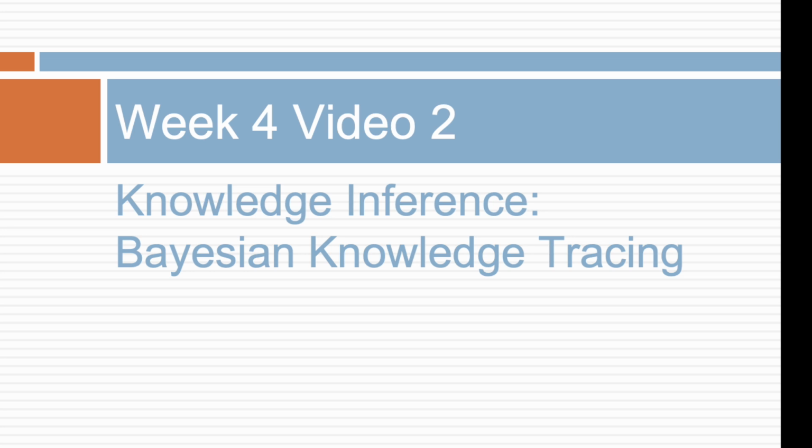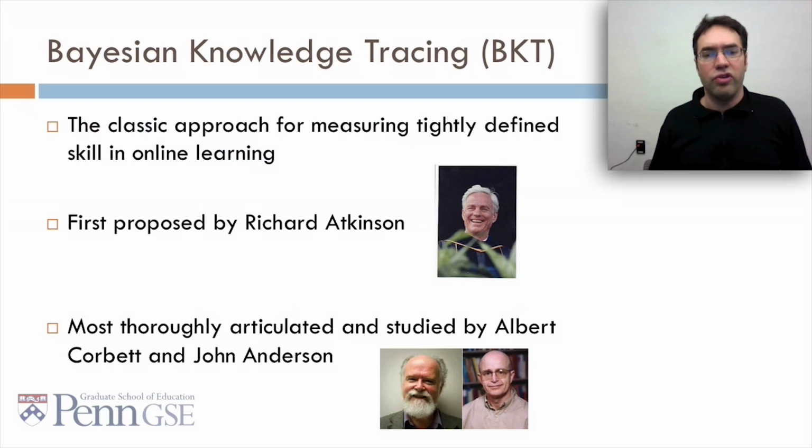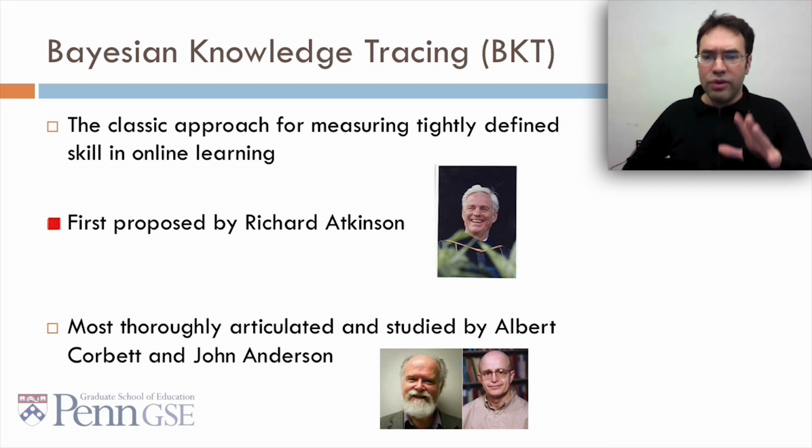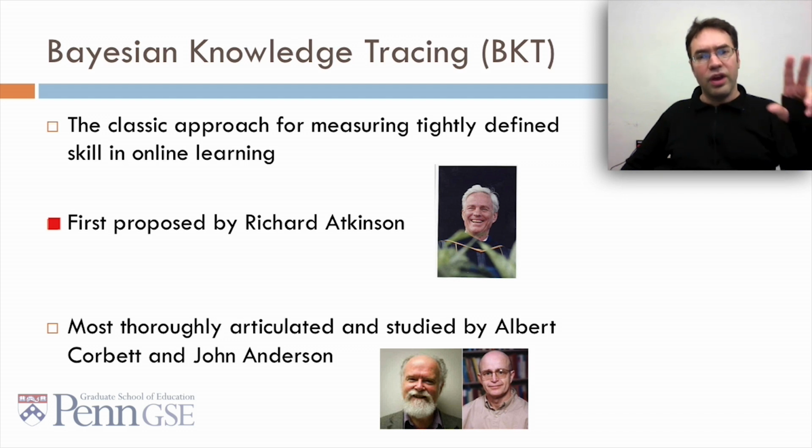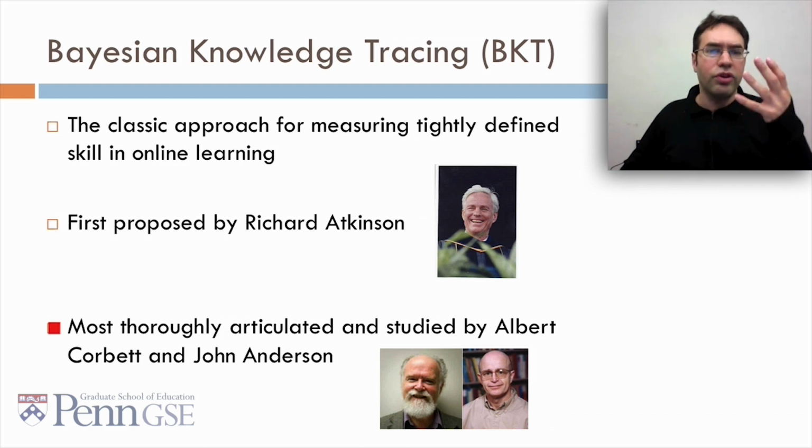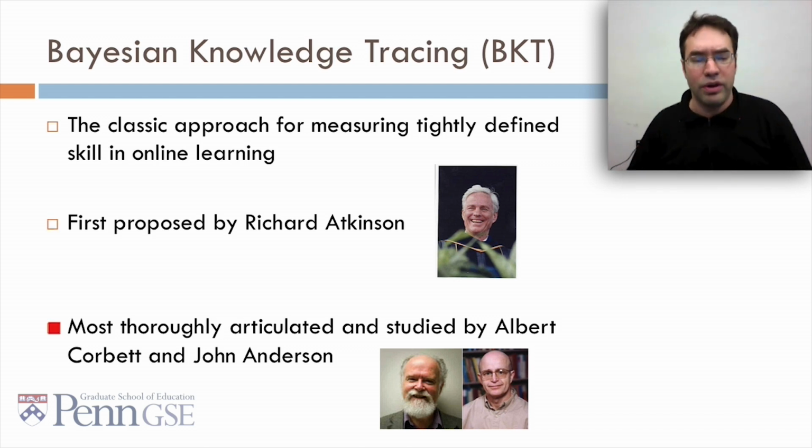Welcome to Bayesian knowledge tracing, a method for knowledge inference. Today we're going to talk about Bayesian knowledge tracing, which is the classic approach for measuring tightly defined skill in online learning. It was first proposed, along with a bunch of other things, in a paper by Richard Atkinson in the 60s, but it's most associated with, most thoroughly articulated and studied by Al Corbett and John Anderson.